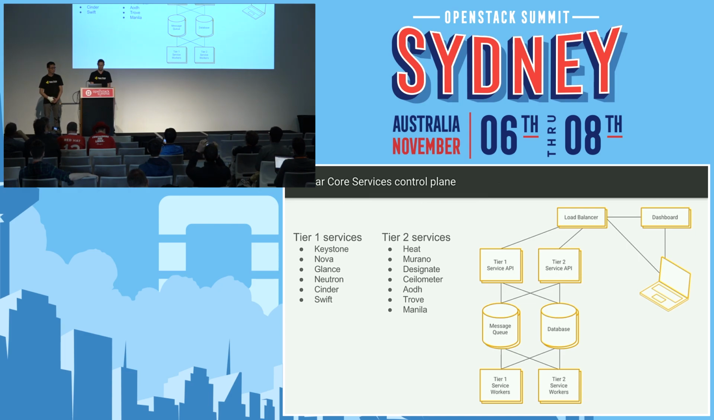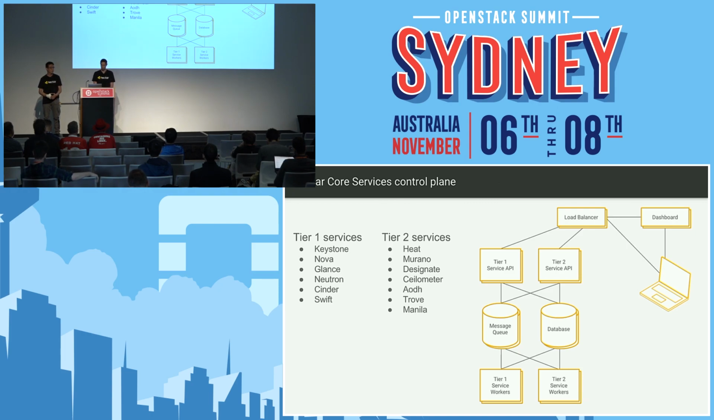We split them up into 2 tiers. The tier 1 services are the really critical services. So you've got Keystone, Nova, Glance, Neutron, Cinder, Swift. And then we have the tier 2 services, which are the ones that are used less and tend to be the ones that depend on the tier 1 services. The tier 1 services tend to have more requirements for hardware, so they're on beefier boxes, more cores, more RAM, that sort of thing. Tier 2 services don't get as much use, so they don't need quite as much resources.